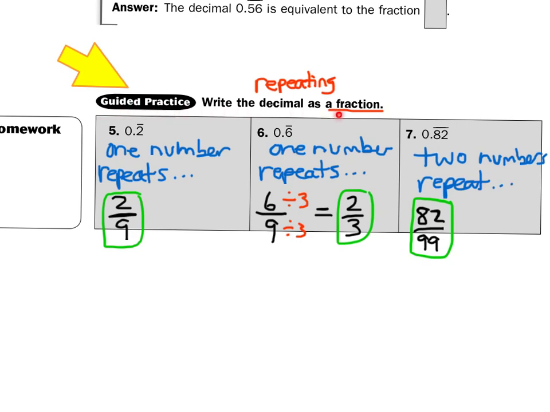Okay, so take a look at the guided practice with me. Write the repeating decimal as a fraction. Well, I see one number repeats, so I put 1 9 down on the bottom, and then I just put the 2 on top. So the 0.2 repeating is just 2 ninths.